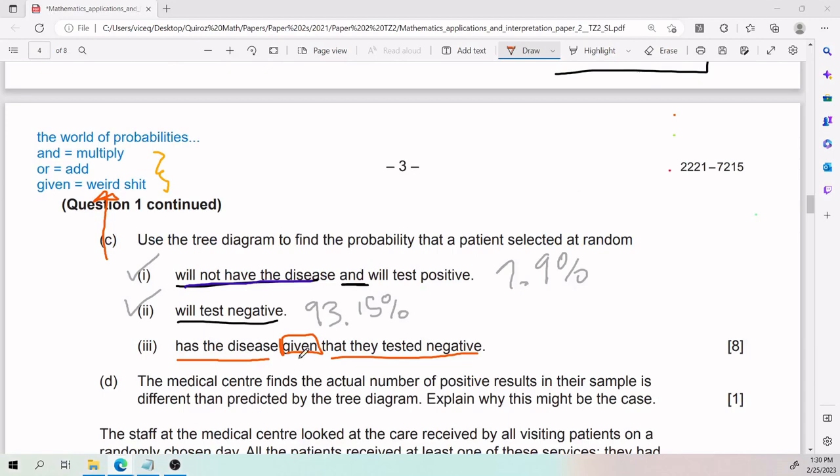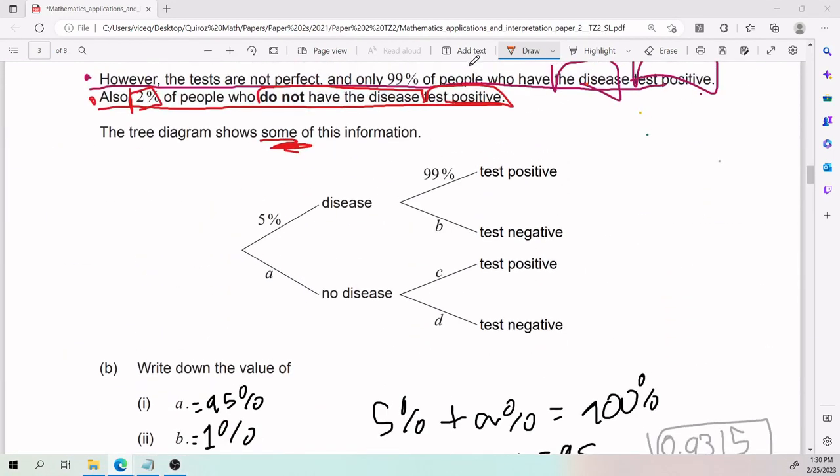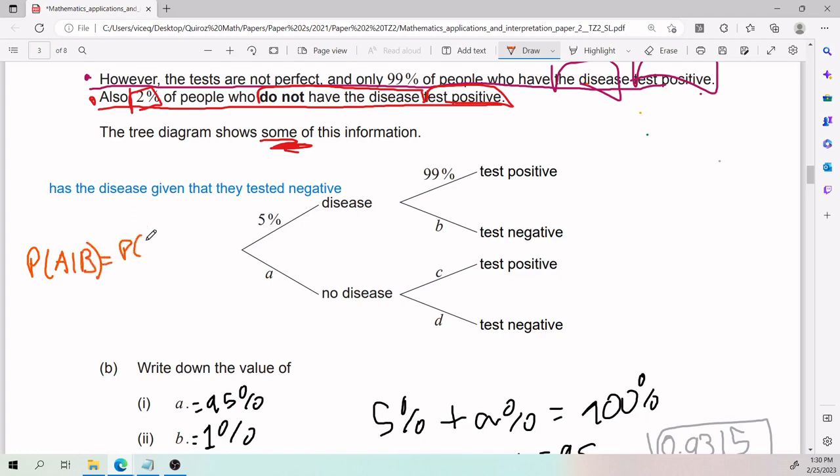And so if I go back to my tree diagram, we have has the disease given that they tested negative. And so we said it was P(A given B) equals P(A and B) on top, and on the bottom we have just P(B). And so the hard part here is defining what is A and what is B, and you work from there. Now, we said that it was A given B, and so A is before B in the word given. So anything to the left of given is going to be A, and anything to the right of given is going to be B.